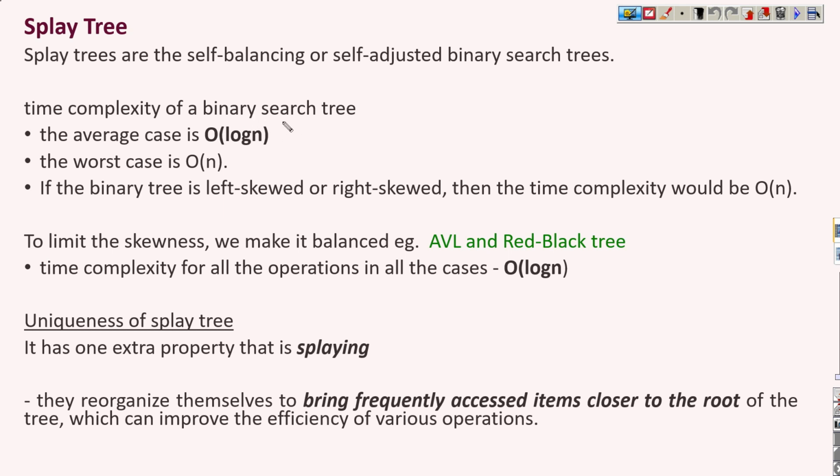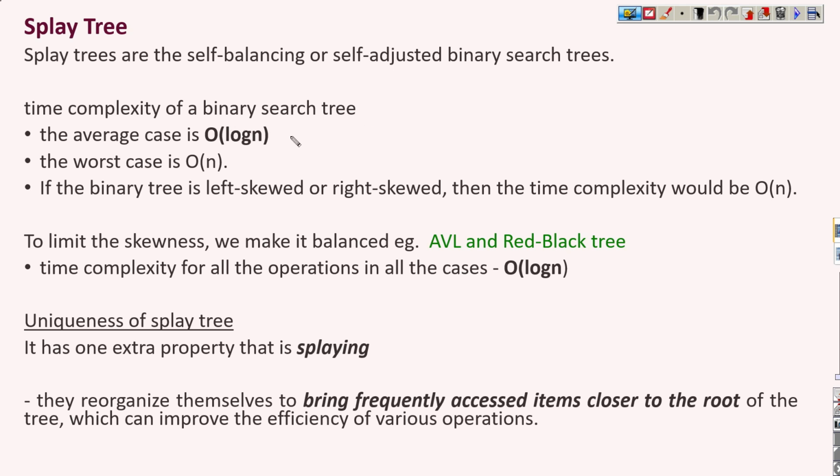So we talk about the complexity of the binary search tree. A splay tree is also a binary search tree, and the average case in the binary search tree is log n if we assume that the tree is almost balanced. All the operations that we do on the trees depend on the height, and the minimum height that a balanced tree maintains is log n.